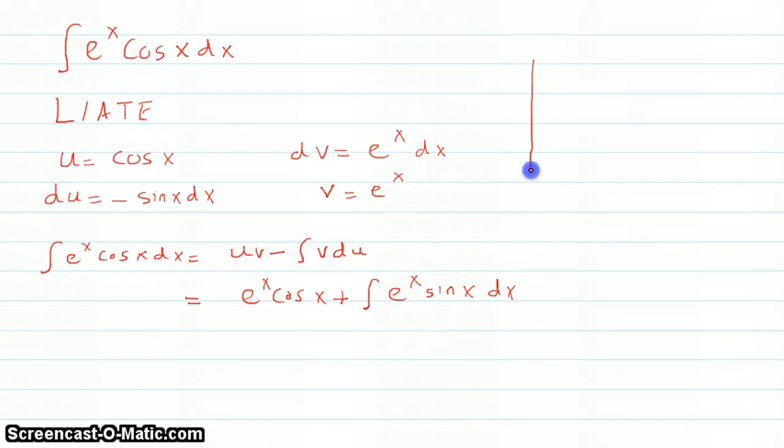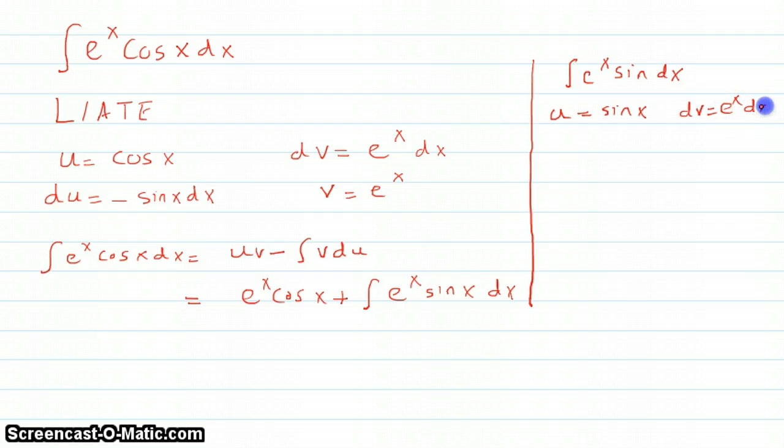On the side here, I'm going to use exactly a similar procedure to calculate the integral of e to the x sine x dx. My new u would be sine x, dv would be e to the x dx. Therefore, du is equal to cosine x dx, and v would be e to the x as before.